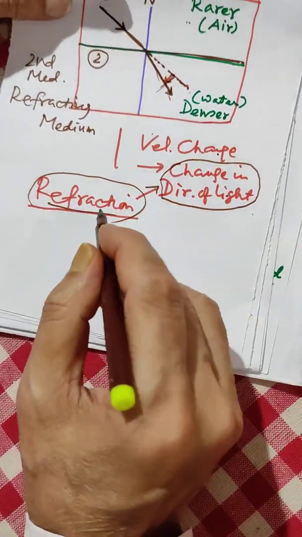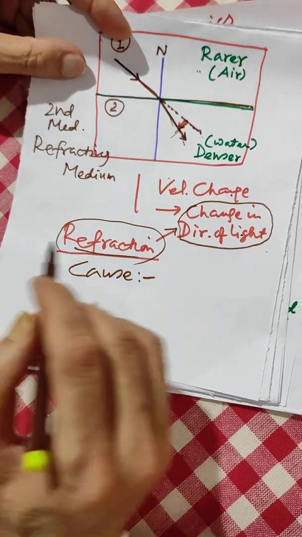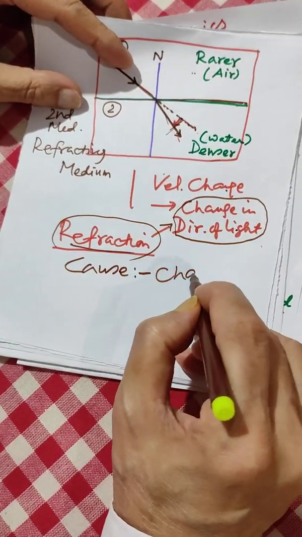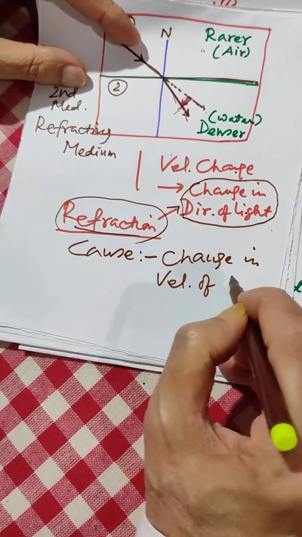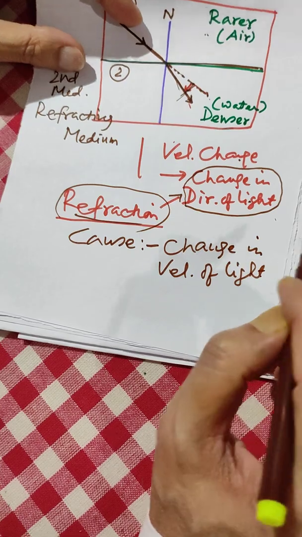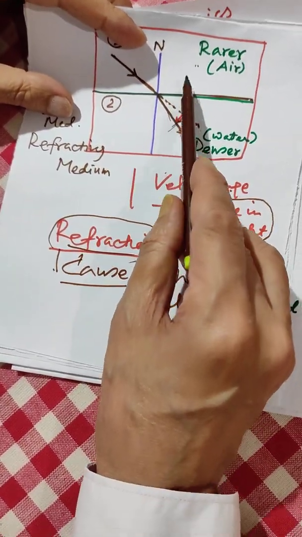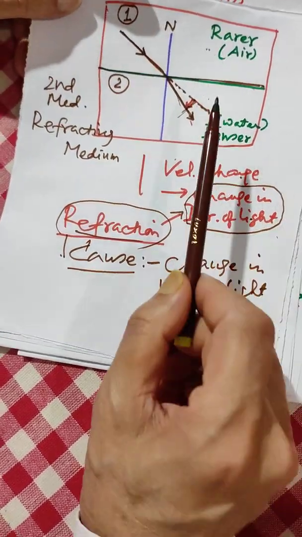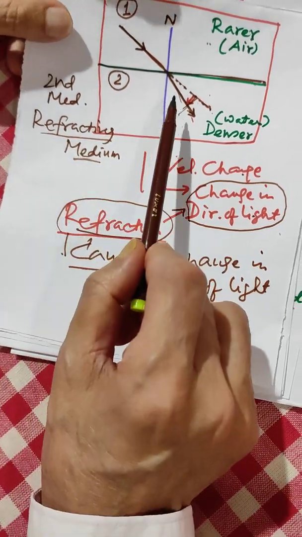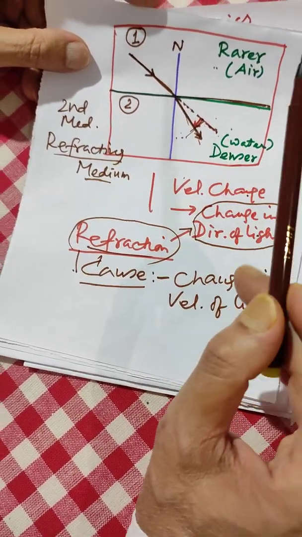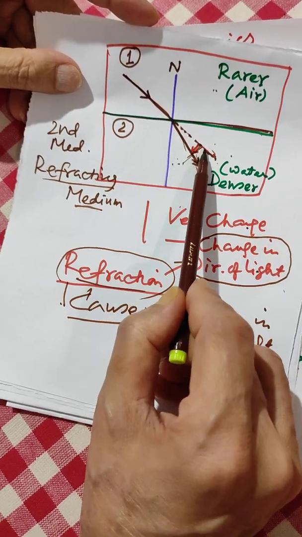So you see, what is the cause of refraction? Change in velocity. This is the cause: change in velocity of light when it enters from one medium into another. So this second medium, which is called the refracting medium, is changing the velocity of light, and as a result, changing the direction of light. From the original, it is bending.